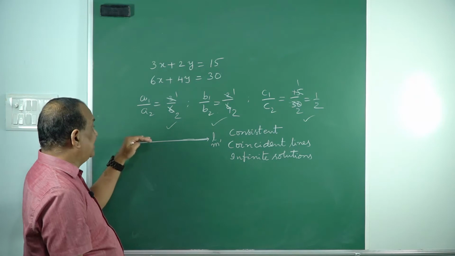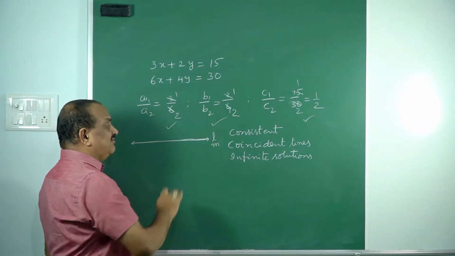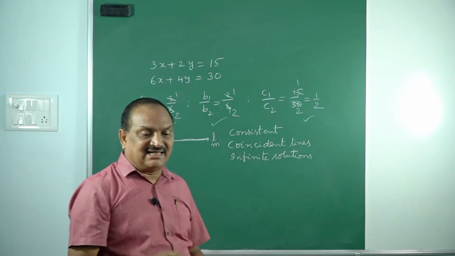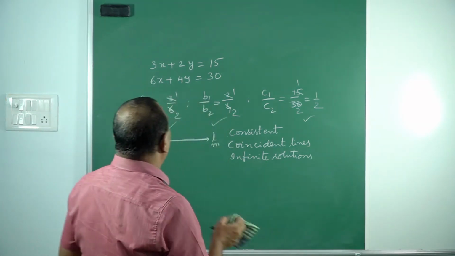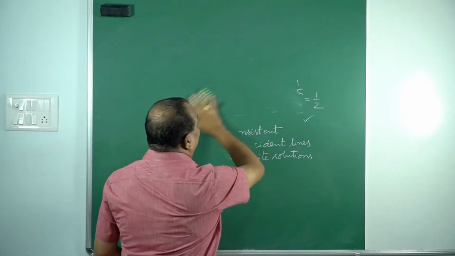If there's a point on line 1, it is on line 2 also, and therefore it will give me infinite solutions. This is the second case where we have got infinite solutions. I discuss the case of parallel lines once again.